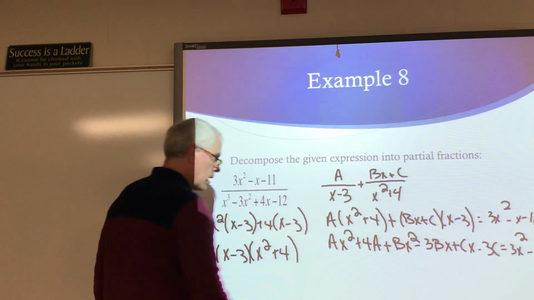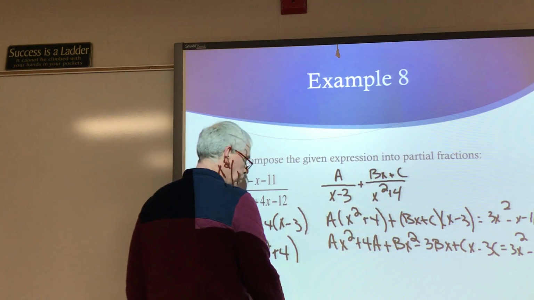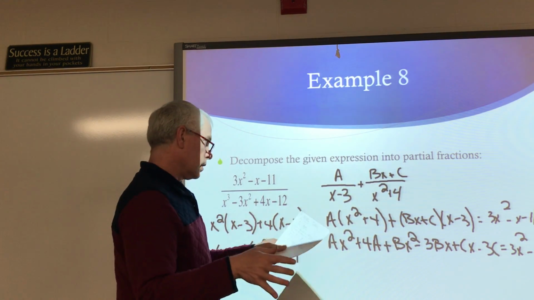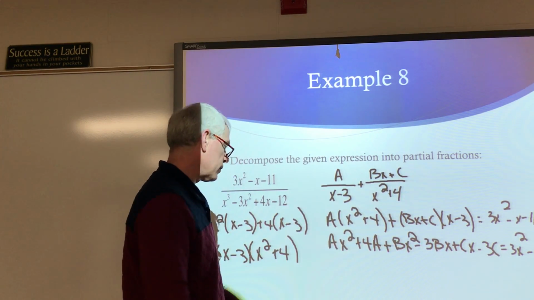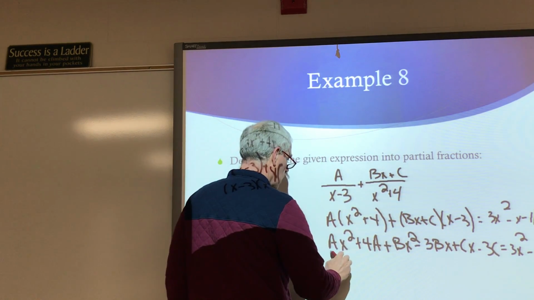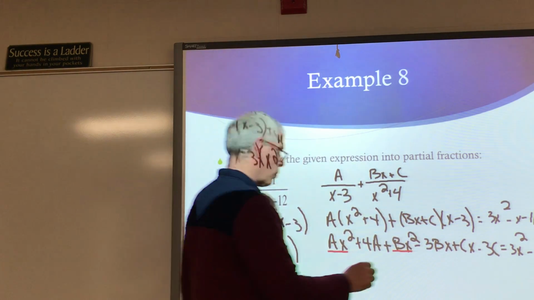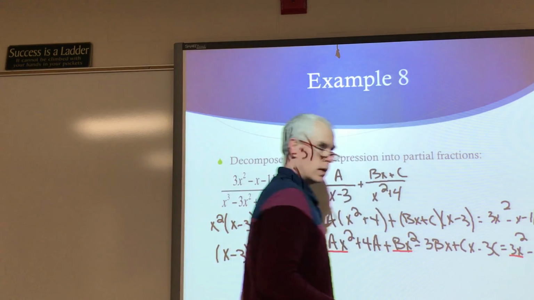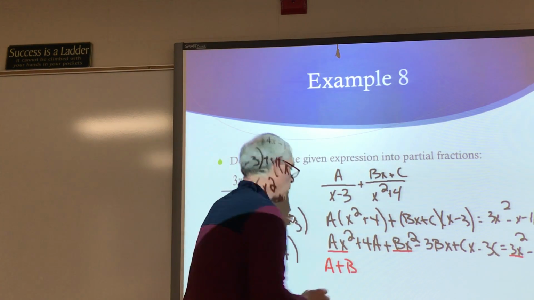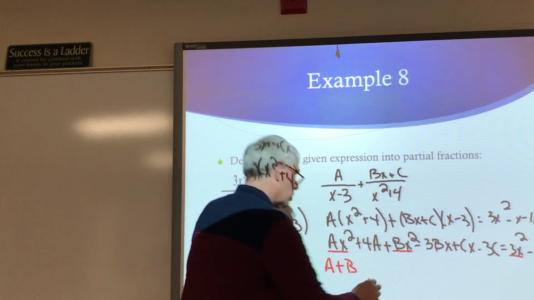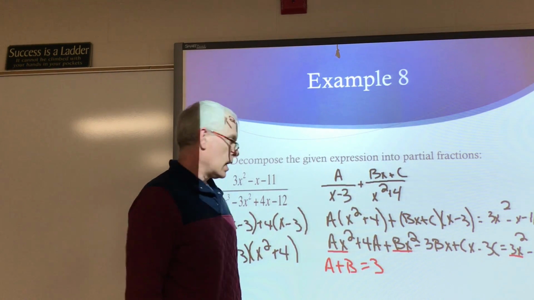All right, so I'm there. Now what I have to do is set up a system of equations that combines the like terms basically. So if I look on the left side, which terms have an x squared? These two. Okay, and on the right side, I have this 3x squared. So I know that my A plus my B are going to represent the coefficient of the x squared terms. That has to equal 3. Okay? And then I keep going.